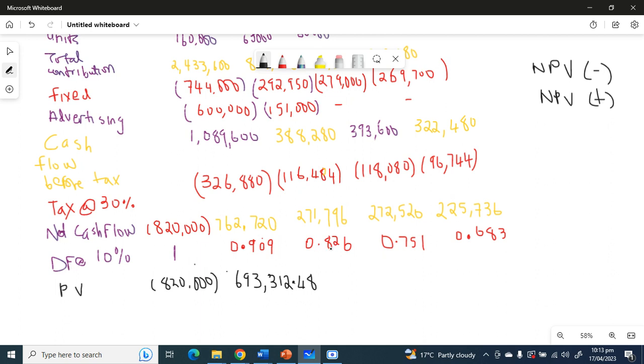271,796 multiplied by 0.826. Okay. Let's round it off to make life easy. Colleagues, we can round it off so that life is easier. Okay. We can just leave it like this. The next figure, and I'm just also doing it because I need space. The numbers will be too close together. This number multiplied by this number.